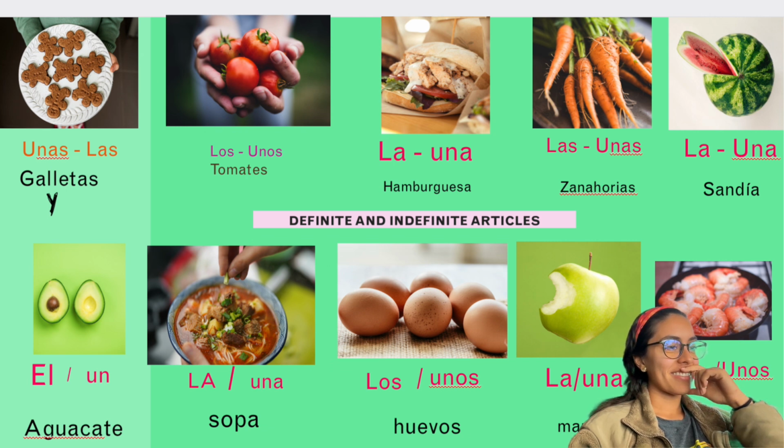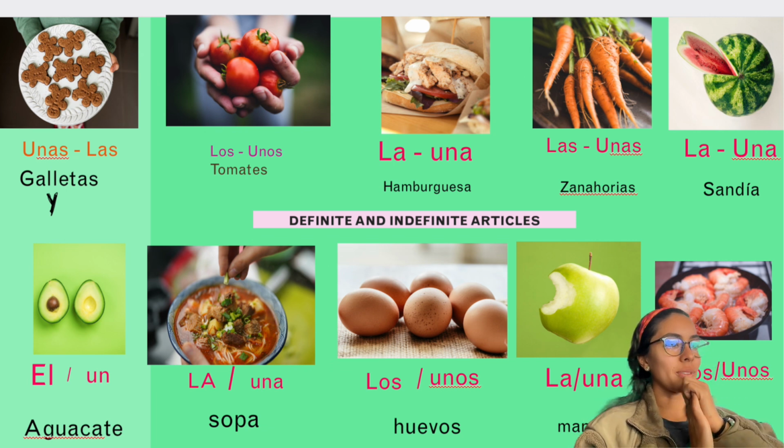Your turn. Unas galletas, las galletas. Los tomates, unos tomates. La hamburguesa, una hamburguesa. Las zanahorias. Again. Las zanahorias. Orias. Unas zanahorias. Very good. La sandía, una sandía. Very good. Next one.